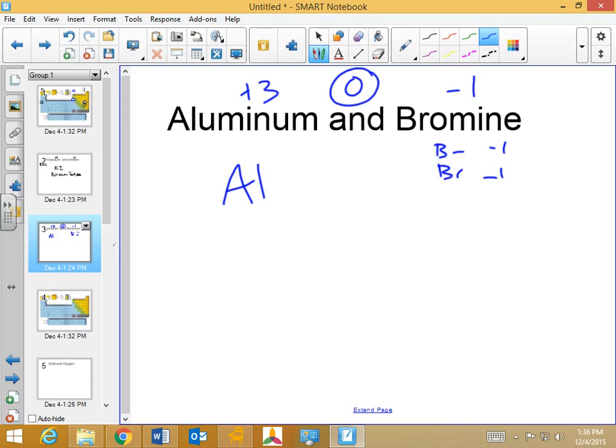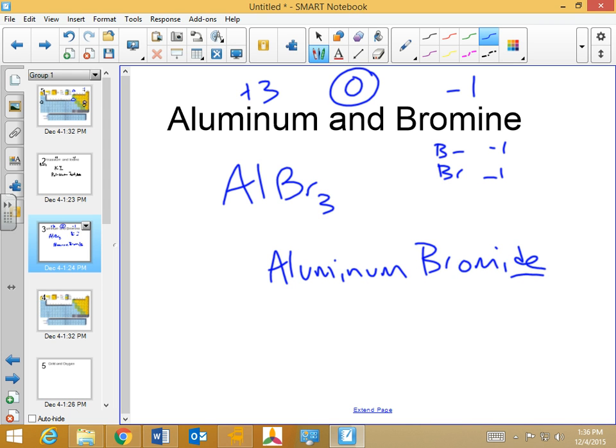So my formula will be AlBr3. 3 bromines, 1 aluminum. And my name of it will be aluminum bromide. Again, I cut off the INE and I put on IDE: aluminum bromide.